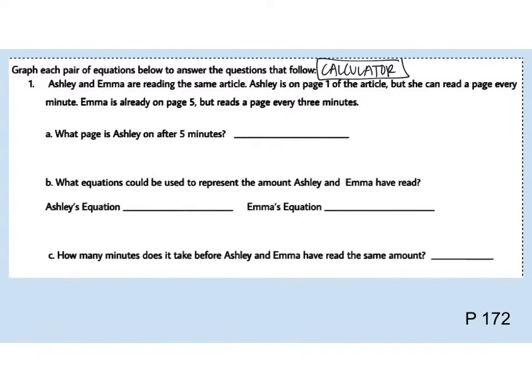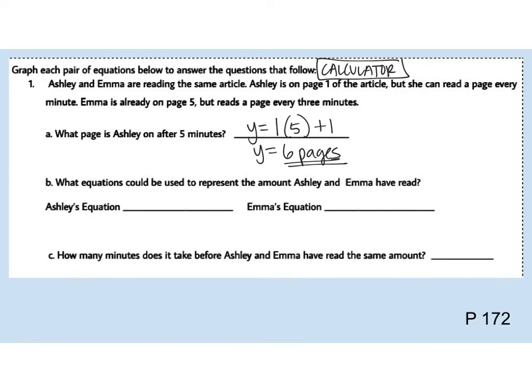Ashley and Emma are reading the same article. Ashley's on page 1, but she can read a page every minute. Emma's already on page 5, but reads a page every 3 minutes. So what page is Ashley on after 5 minutes? Well, Ashley can read 1 page per minute. She's reading for 5 minutes, and we can already add the 1 page that she has already finished. And that gives me 6.